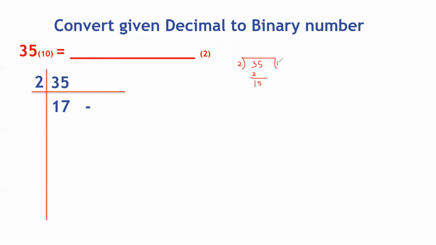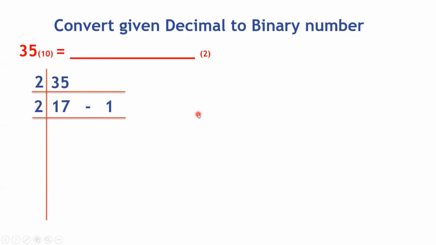2 7s are 14, so the remainder is 1. 2 17s are 34 we have got. So how much is the remainder? 1 is the remainder here, left out. The remainder is 1. Now this 17 we can still divide. We can divide it by 2 again.